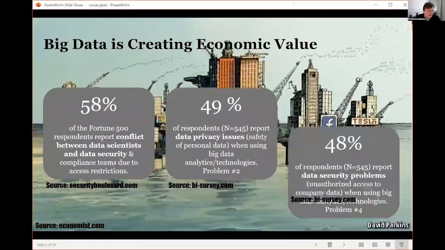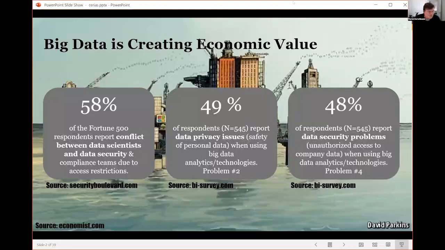However, if you ask data scientists what they actually see as the major obstacles to exploiting that data, then one problem consistently comes up, and that is privacy. So 58% of the Fortune 500 companies see a conflict between data scientists and data security. 48% of people see data privacy or data security issues as the number 2 and 4 problems. Admittedly, the number 1 problem is there are not enough data scientists, but a clear second is security and privacy.